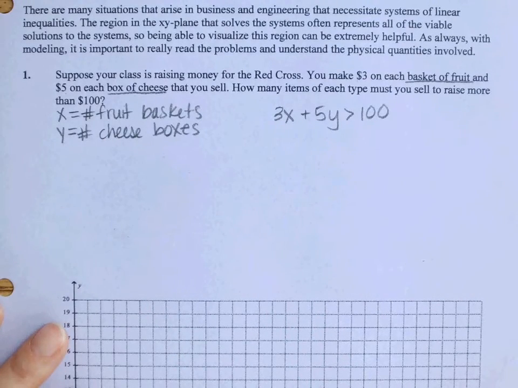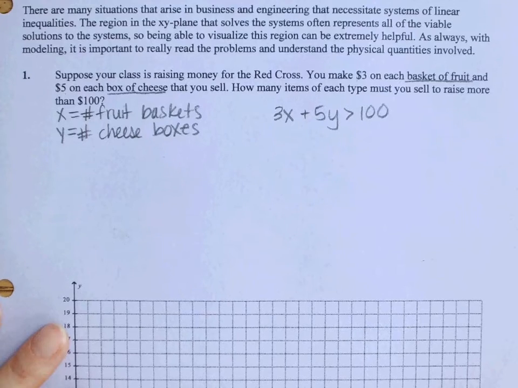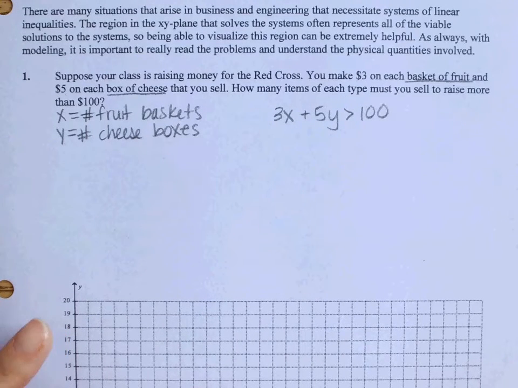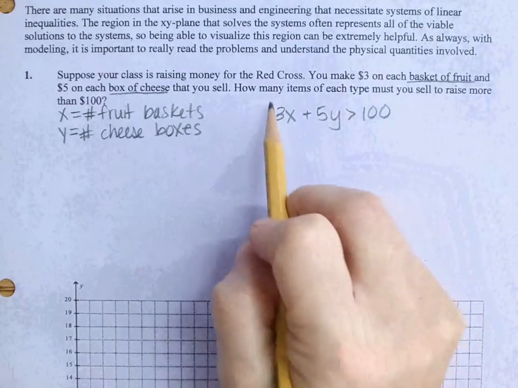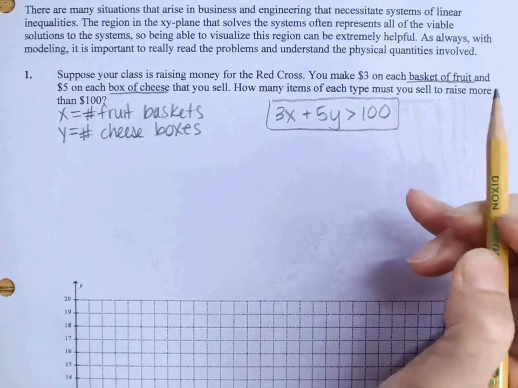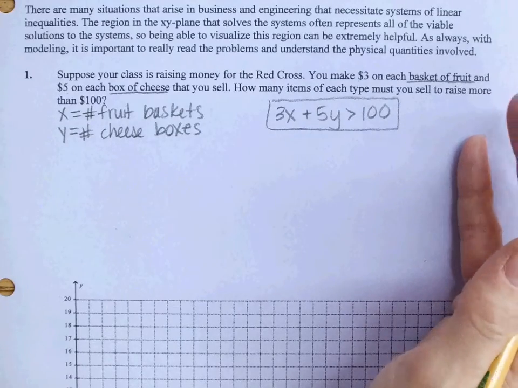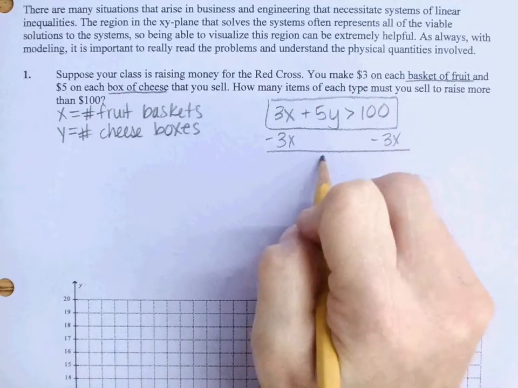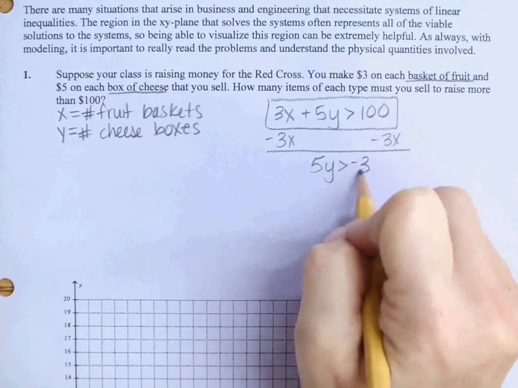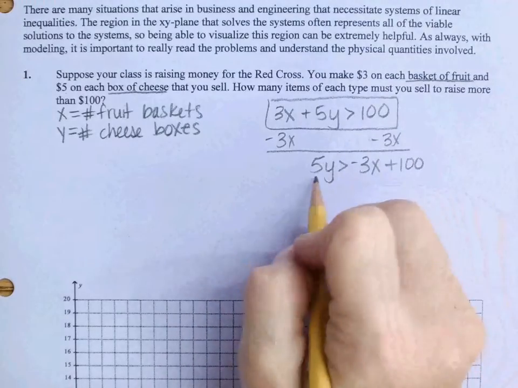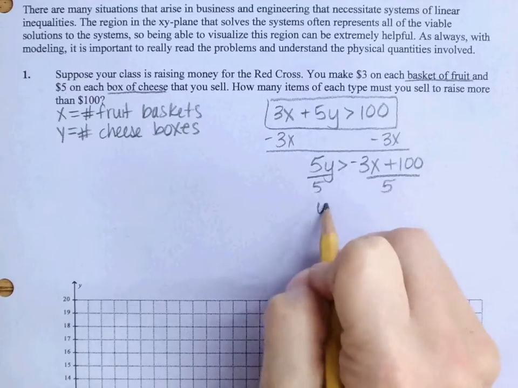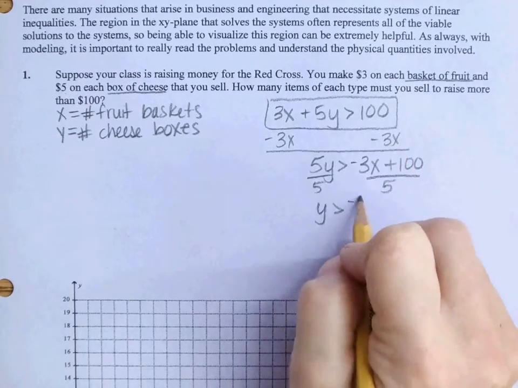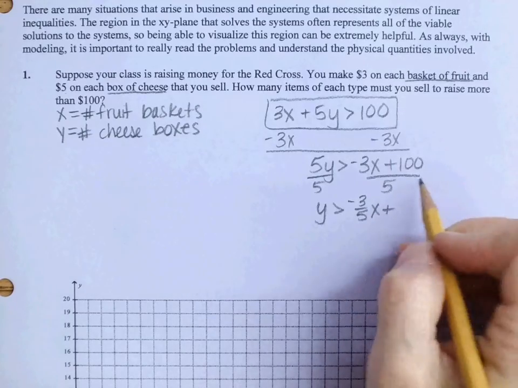Now, we don't have a second equation for this because it is just going to be this one scenario, but it is an inequality story problem, so that's why it fits in here. So this is our starting equation that we'll box in, then we'll solve for y. We'll put this into slope-intercept form and graph it. We'll start by subtracting 3x from both sides. We get 5y is greater than negative 3x plus 100. Divide both sides by 5, and we have y is greater than negative 3/5 x plus 20.